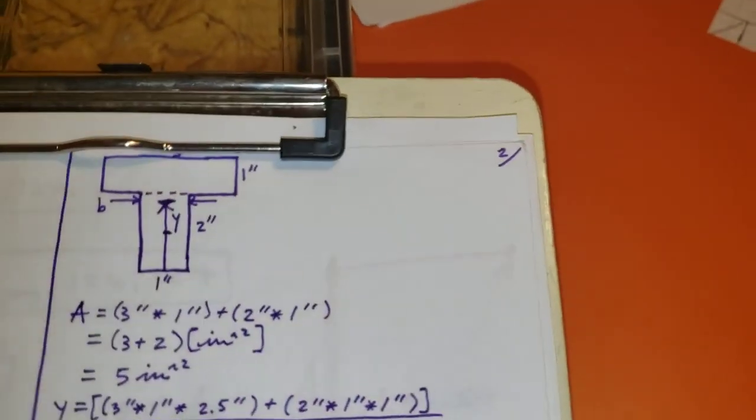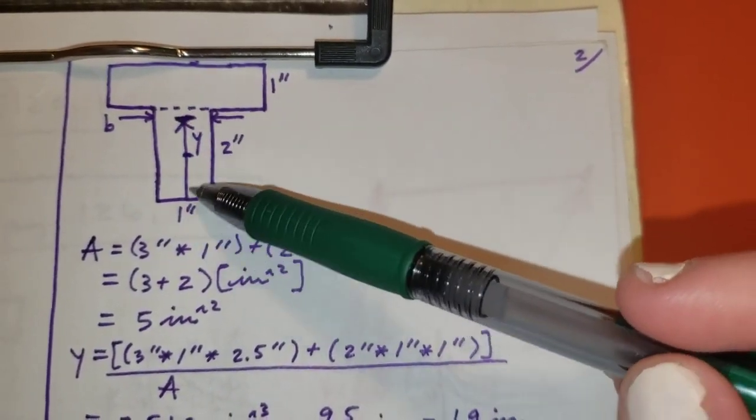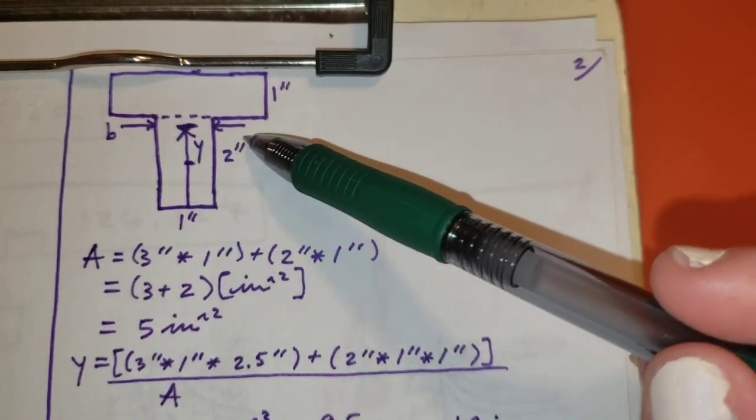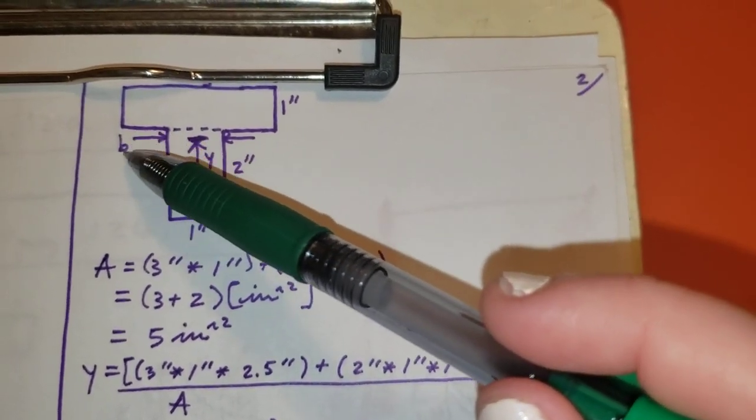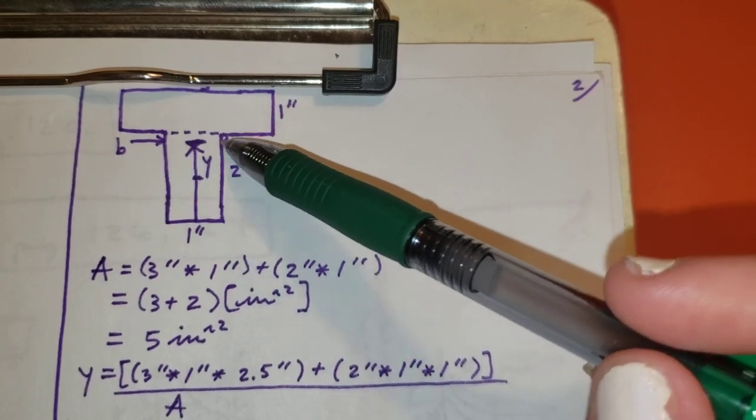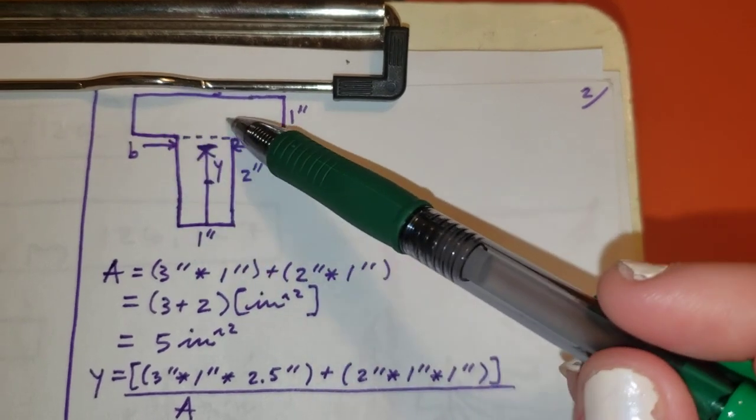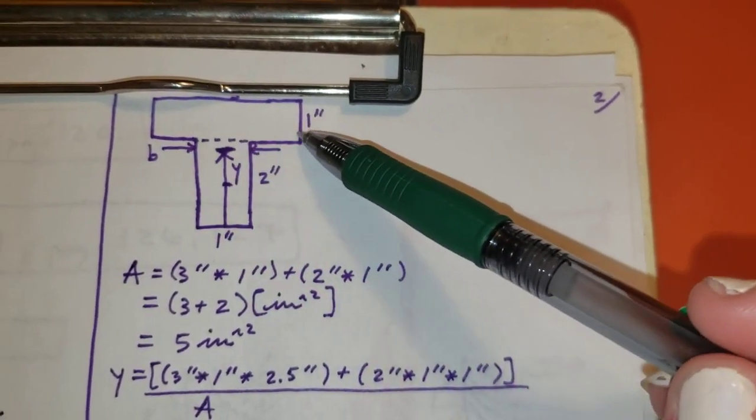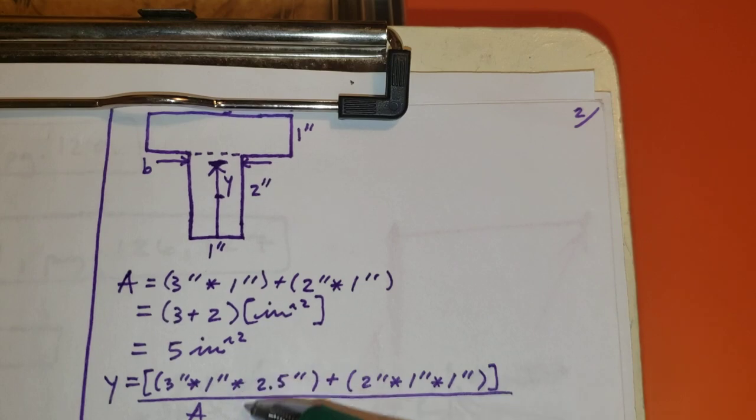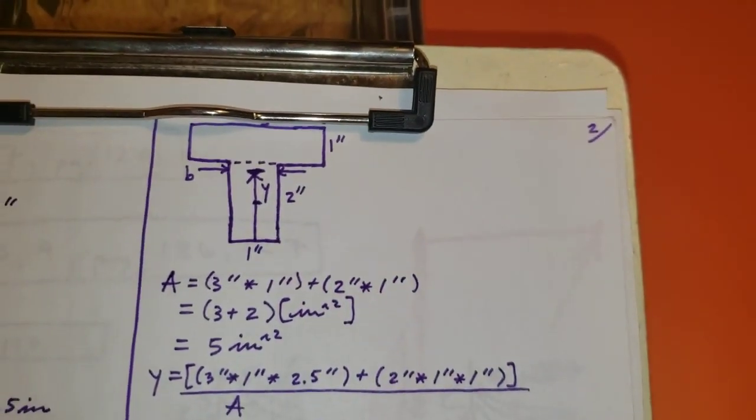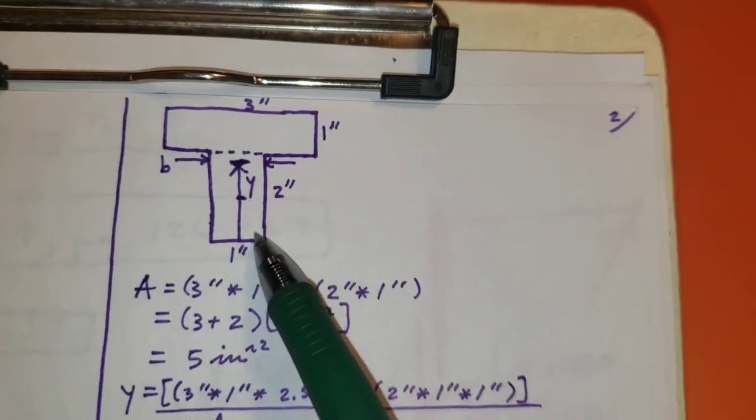So looking at that, we have this Y, which is the location of our neutral axis, and we're also going to have a B value, which is our thickness at the neutral axis of our component. So if our B value was up here in this upper T portion, then it would be 3 inches instead of 1 inch.